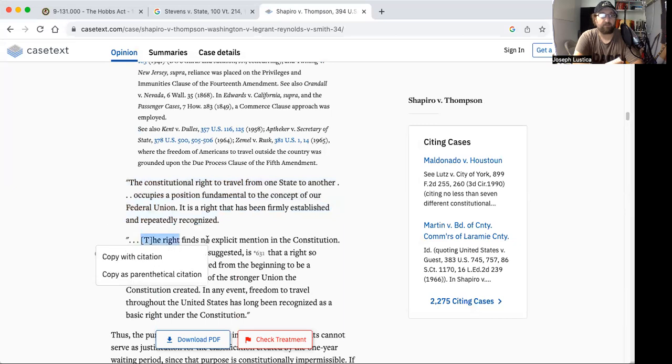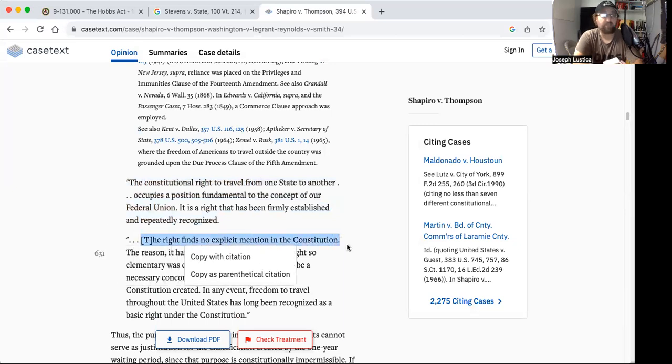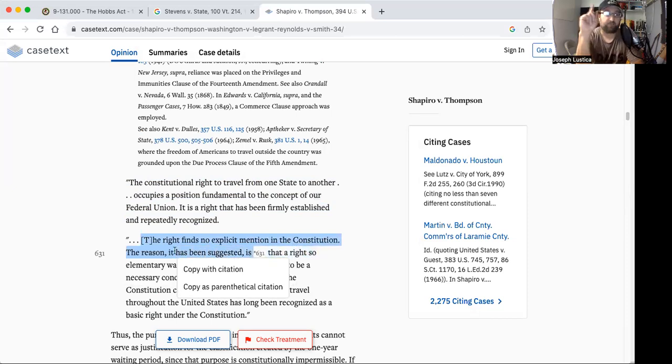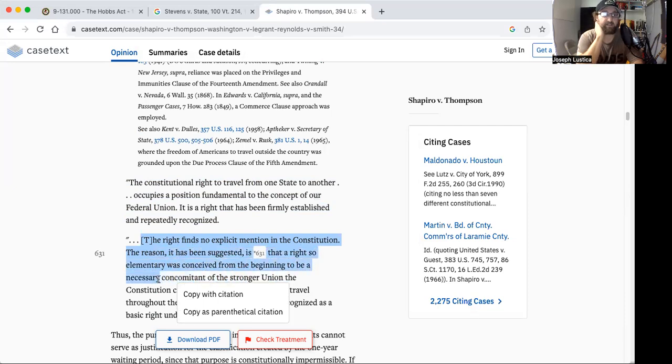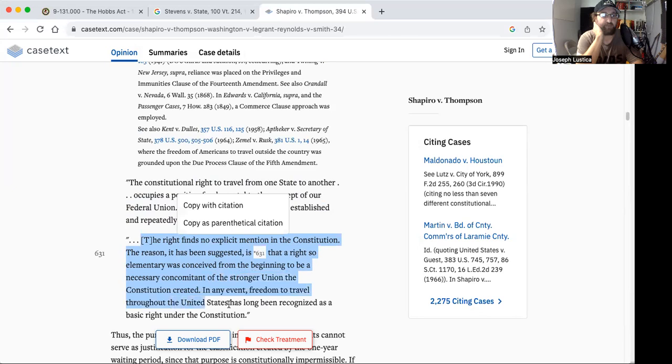So the right finds no explicit mention in the Constitution. The reason it has been suggested is that a right so elementary was conceived from the beginning to be a necessary commitment of the stronger union the Constitution created. In any event, freedom to travel throughout the United States has long been recognized as a basic right under the Constitution. Okay, so they say that the right is so elementary that it doesn't even need to be mentioned.